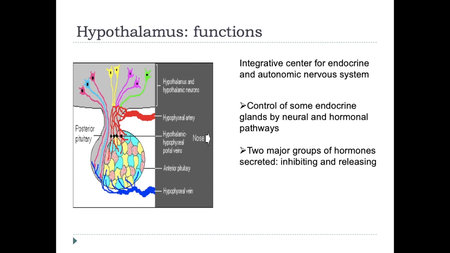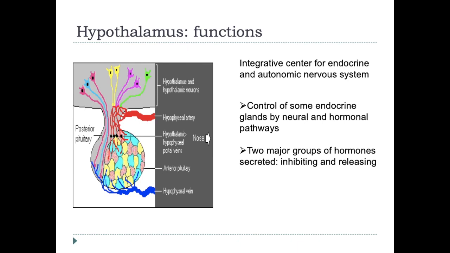And blood from those capillaries drains into the hypothalamic hypophyseal portal veins. Portal veins are defined as veins between two capillary beds. The hypothalamic hypophyseal portal veins branch again into another series of capillaries within the anterior pituitary. Capillaries within the anterior pituitary, which carry hormones secreted by the gland, coalesce into the veins that drain into systemic venous blood. Those veins also collect capillary blood from the posterior pituitary gland.